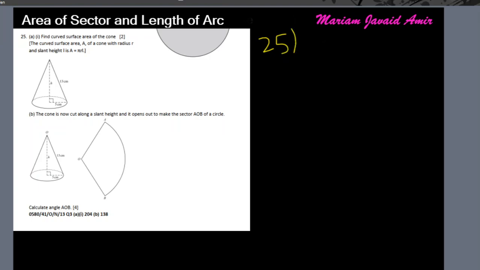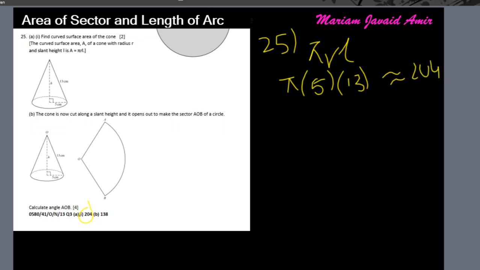Okay, so question 25, find the curved surface area of the cone. So the curved surface area is pi r l. Pi, radius is 5, l is 13, the slant height, so this should give us the answer 204. I'm not sure if it's the rounded off answer or the exact, probably the rounded off answer, correct to 3 significant figures. Okay, this is part A. Part B, the cone is now cut along a slant height and it opens to make sector OAB of a circle. Calculate the angle AOB.